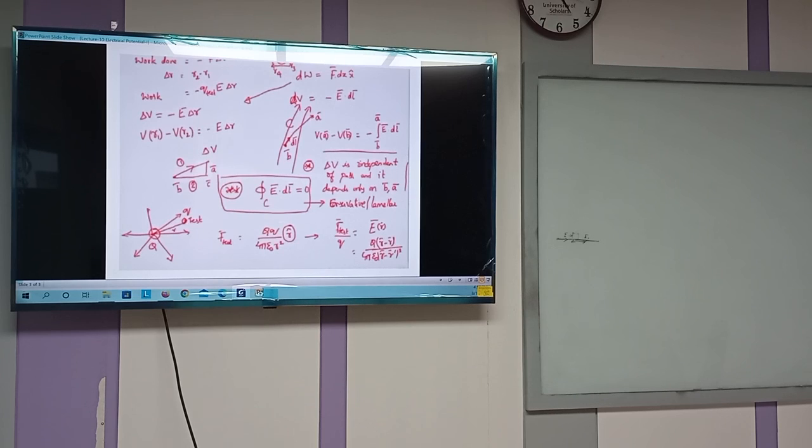So basically your force should be capital Q times small q divided by 4 pi epsilon naught times the distance between these two charges, which is r squared, and the vector along this r should be the unit vector r hat. So this is how you calculate the force over here.